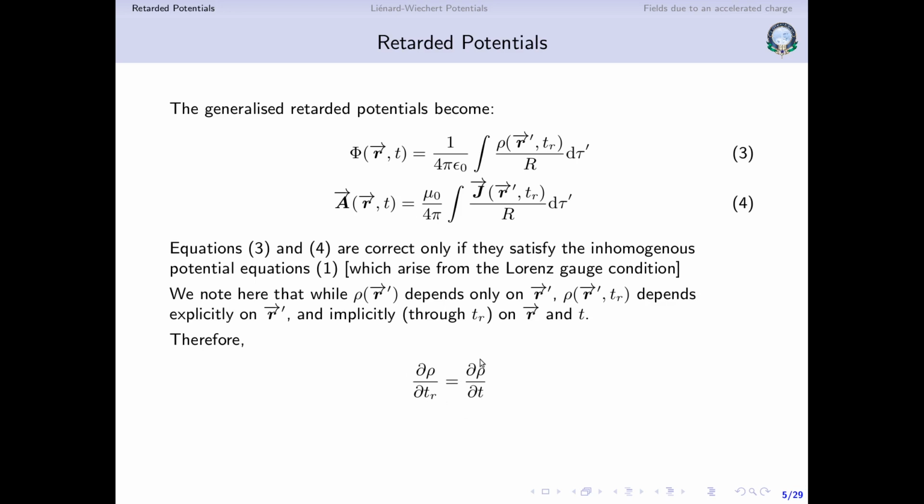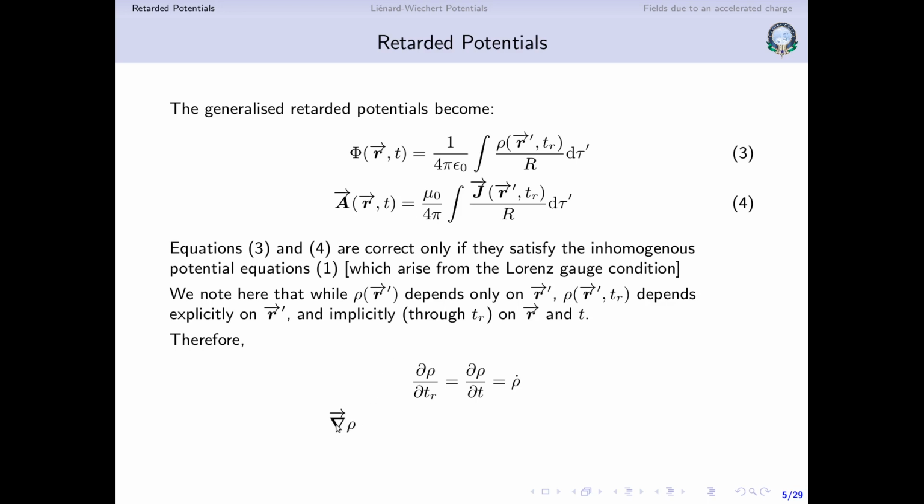So ∂ρ/∂t_r is equal to ∂ρ/∂t, which we simply write as ρ dot. Then what about the gradient of ρ? Now, ρ depends on r', and ρ also depends on t_r. We are trying to find the gradient with respect to r. Remember, we are just writing it as nabla, which is a nabla operator. There is no prime here. That means I'm not finding the gradient with respect to r', I'm finding the gradient with respect to r.